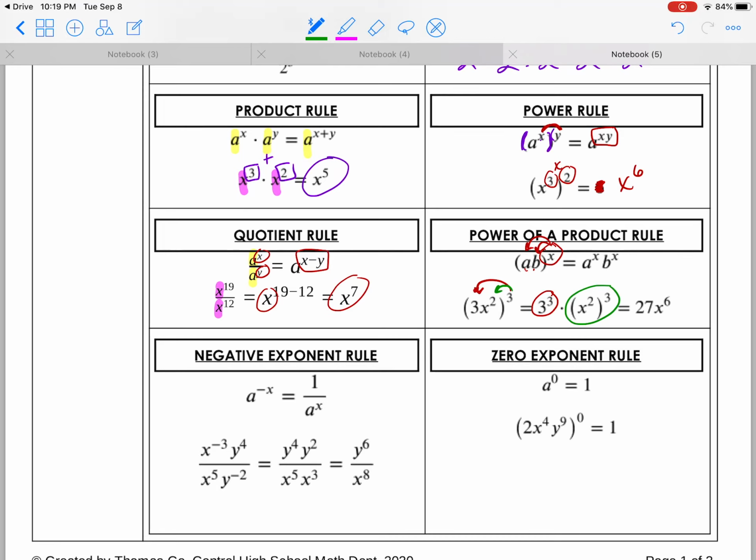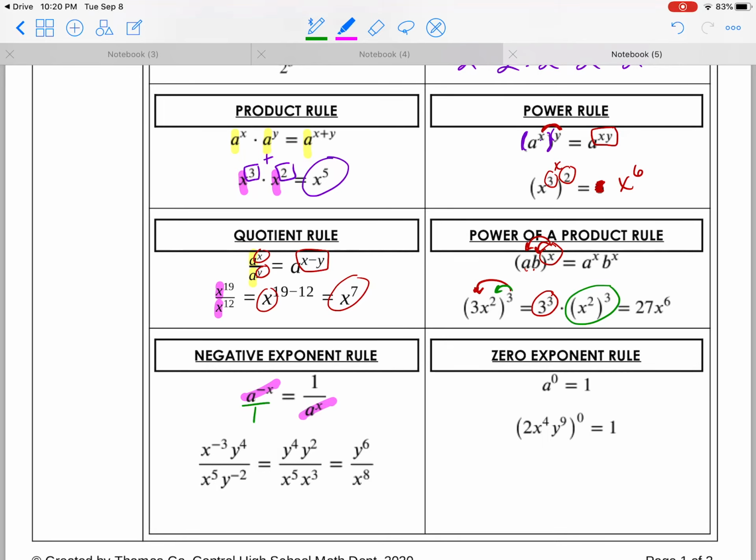Our next rule is negative exponents. We never want to leave our answer with a negative exponent. So to get rid of a negative exponent, we move its position. Right now, a to the negative x is over 1. So to get rid of that negative exponent, since it's on the top, I'm going to move the whole thing, all of it, down to the bottom of the fraction. And then when I move it to the bottom, there's nothing left on the top, so 1 has to hold its place value.